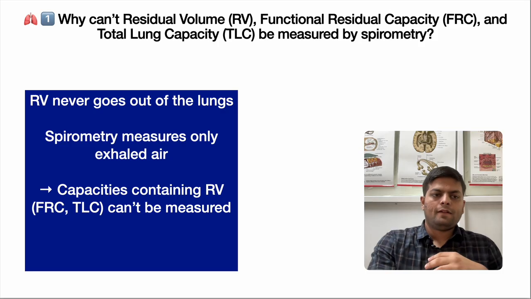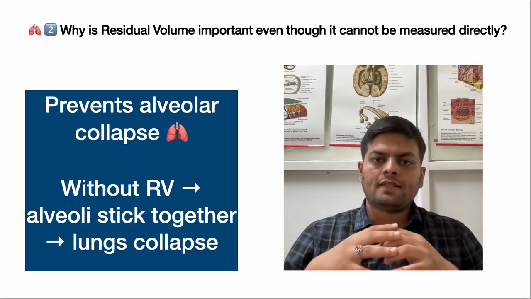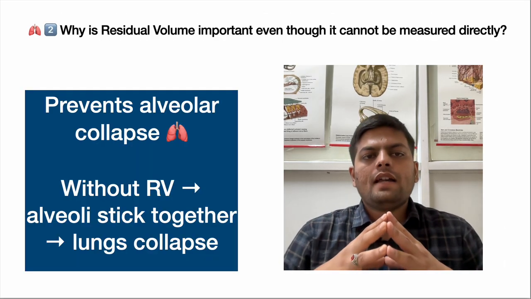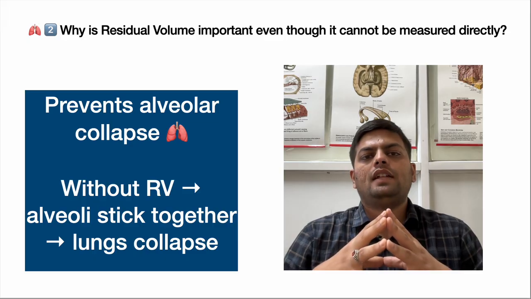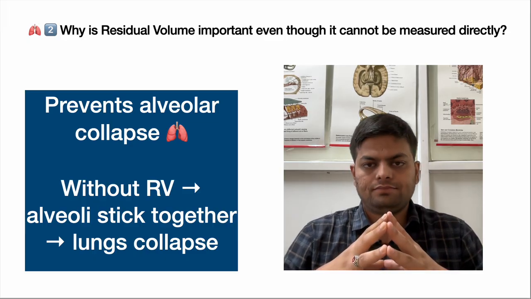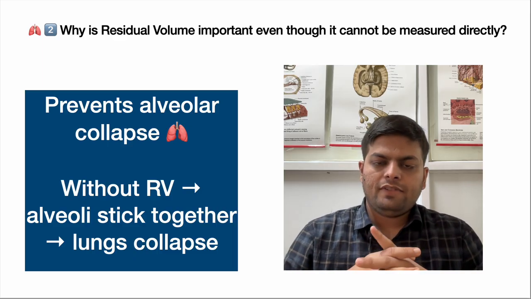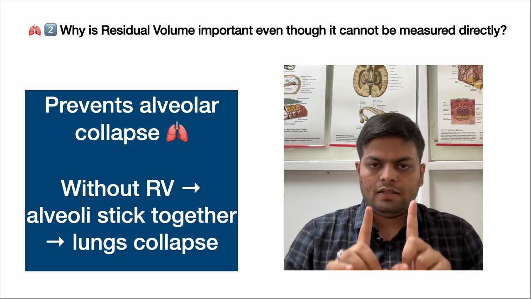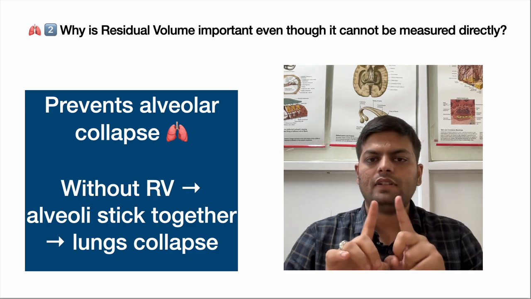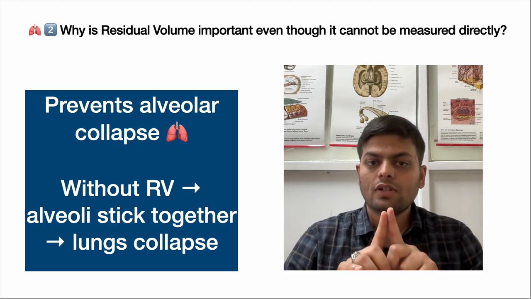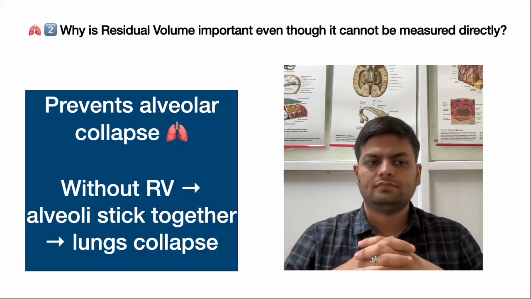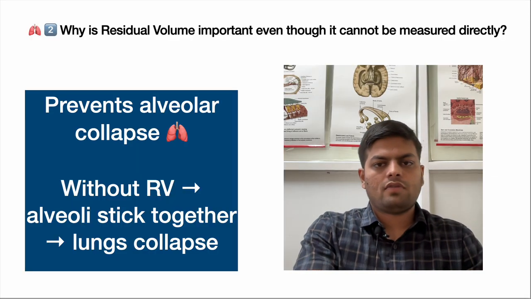Now, the next question is, why is residual volume important even though it cannot be measured directly? This is because if there is no residual volume, the alveolar walls will stick to each other. This leads to the collapse of lungs.